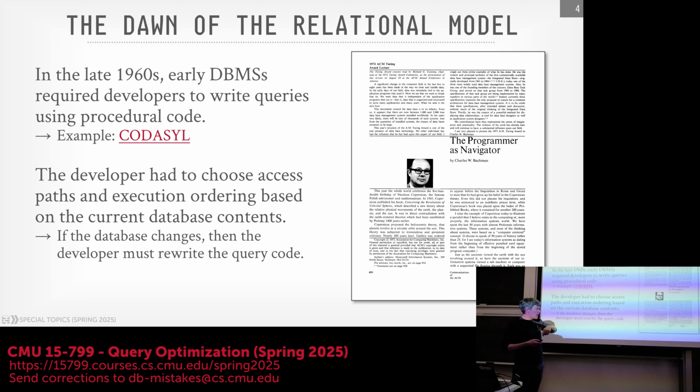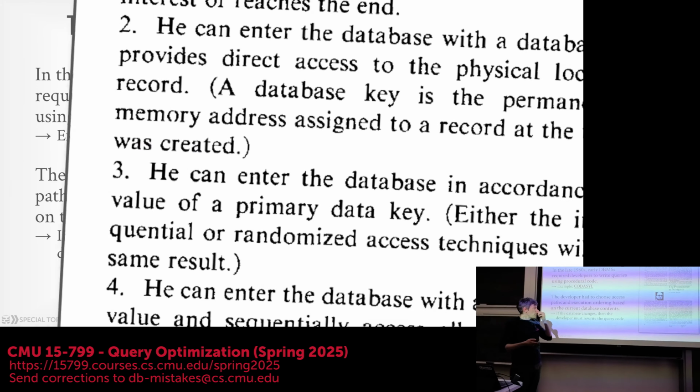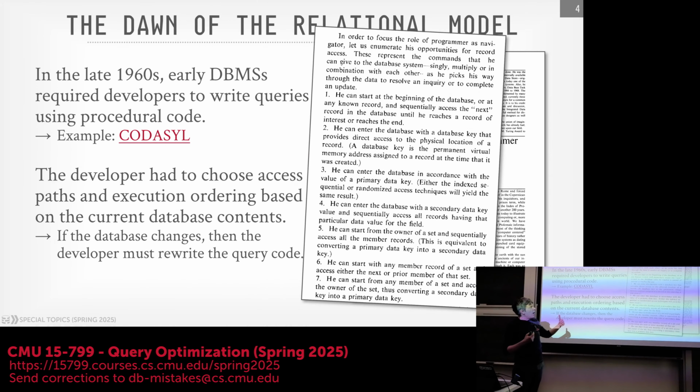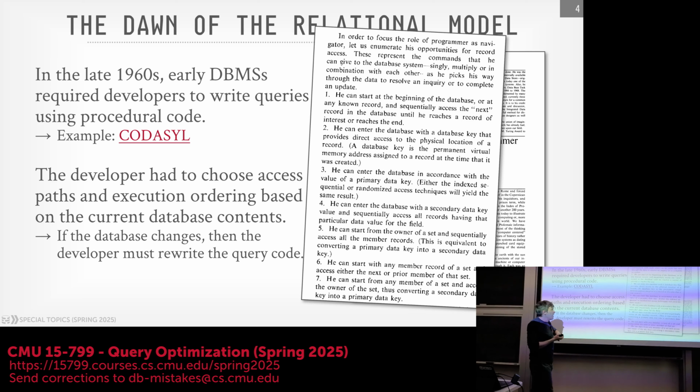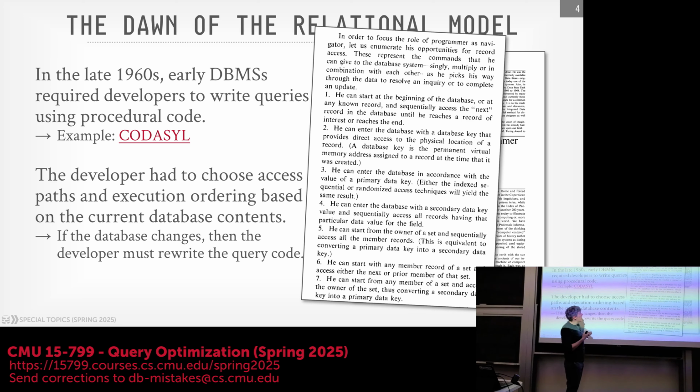It's exactly what it sounds like. He goes on about Copernicus and Galileo in the beginning; ignore all that. But in later pages he talks about how he envisions a programmer interacting with the database system, treating him as a navigator. He lists seven different options, and of course it's always sexist back then, for how the programmer could navigate and interact with the database system. They could start at the beginning of the database and do a sequential scan, have an index, do lookups.